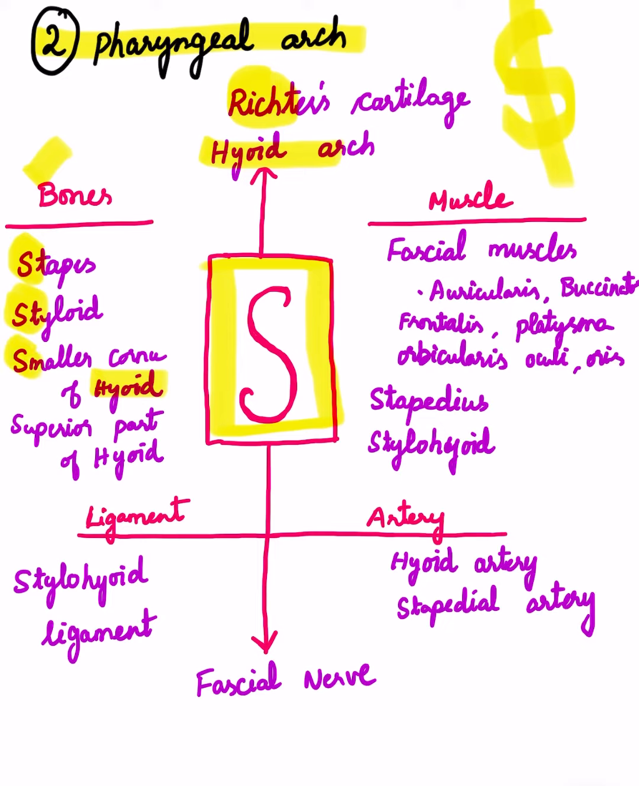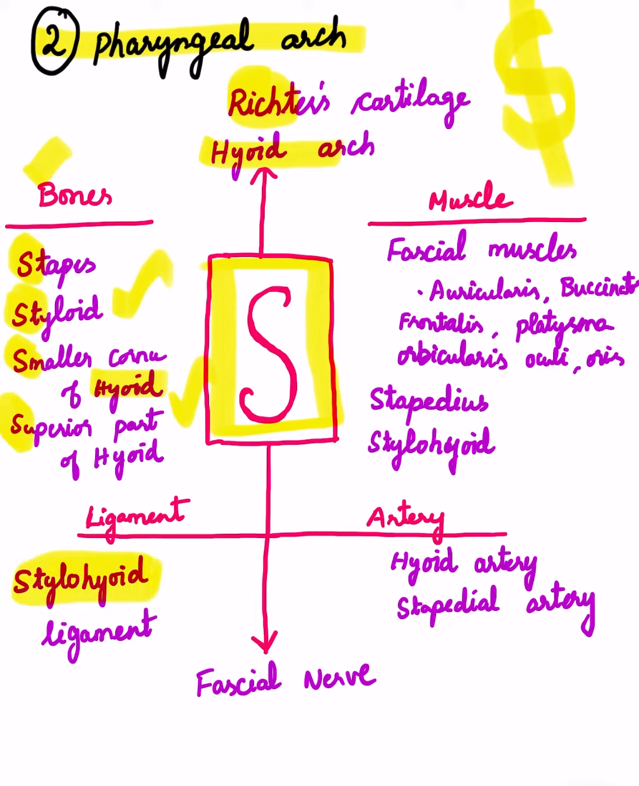the second cartilage, and the superior part of the hyoid. The superior part and the smaller cornu of the hyoid are derived from the second pharyngeal arch, so the second pharyngeal arch is also called the hyoid arch. And the ligament: there is a connection between the styloid bone and the hyoid bone through a ligament, the stylohyoid. So the stylohyoid ligament is derived from the second pharyngeal arch.